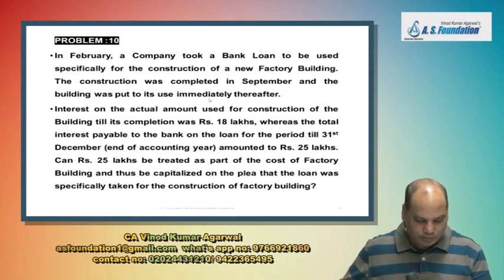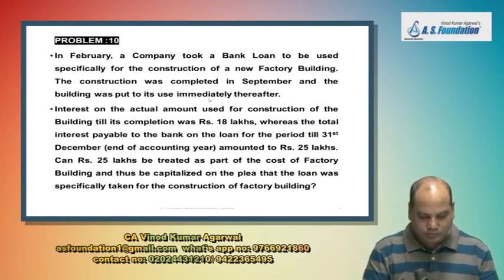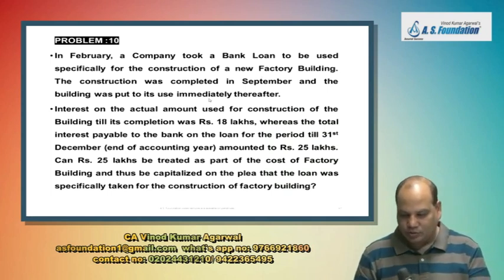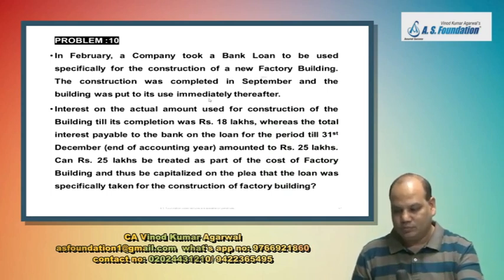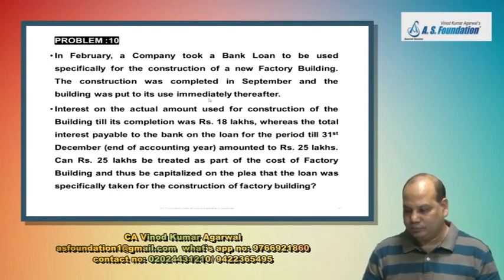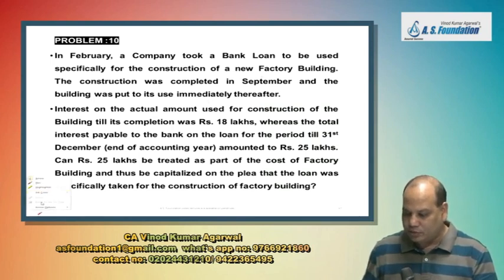Okay. Come back to your main page. Question number 10. Just see, is it question number 10? Yes, seems to be right. In February, a company took a bank loan to be used specifically for the construction of new factory building. The construction was completed in September, underline September, and the building was put to its use immediately thereafter. So when did the activity got over?